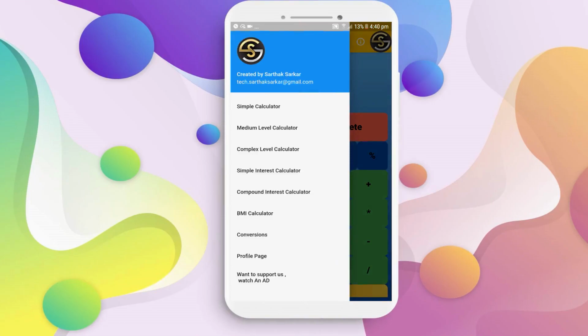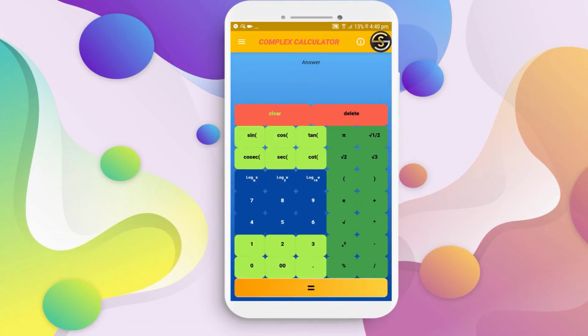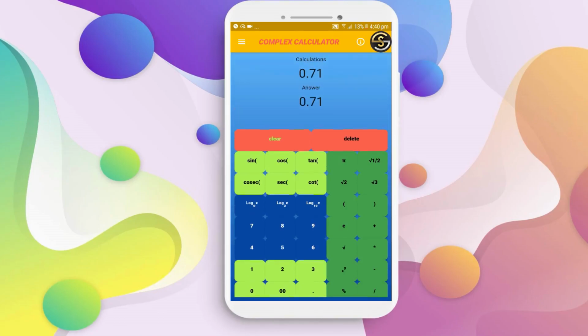If we move on to the complex level calculator, apart from all the features of the simple calculator and the medium level calculator, we have 2 more important features in this part of the complex calculator, which is the trigonometric and the logarithmic functions, along with a few important default values, for example of root 1 by 2, root 2, pi, root 3. As I had said before, whenever we start with a bracket, we must end with one.